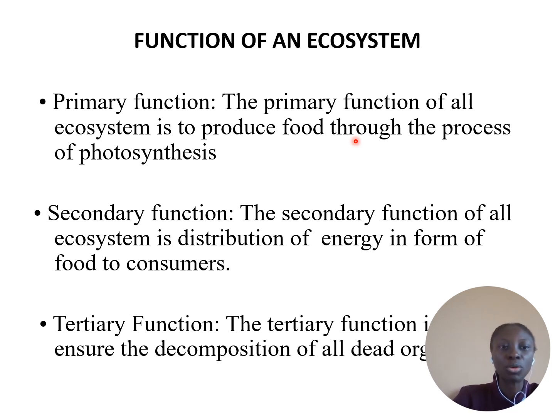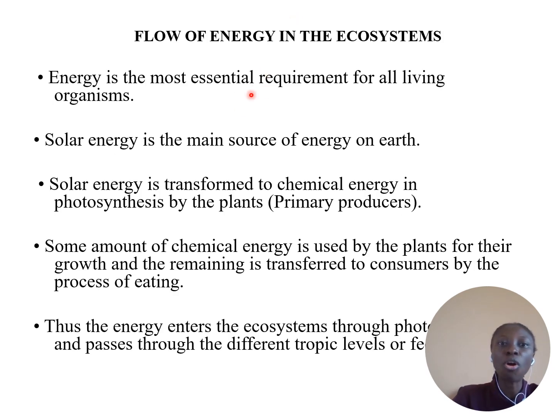Functions of an ecosystem. Ecosystems have their primary function, and the primary function is to produce food through the process of photosynthesis. They have a secondary function, which has to do with distribution of energy from one consumer to the other, from the autotrophs to the heterotrophs. And we have the tertiary function of the ecosystem, which has to do with the decomposition of all dead organisms.